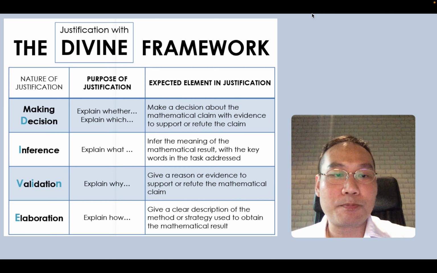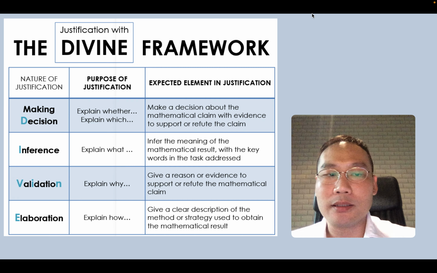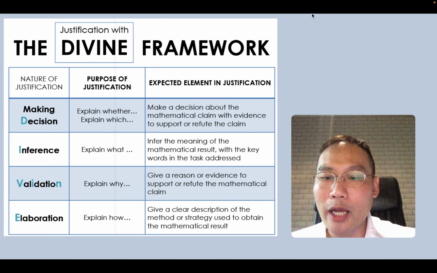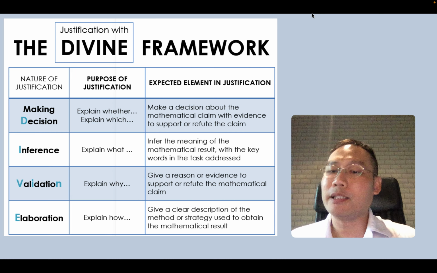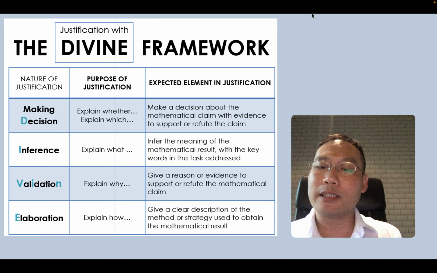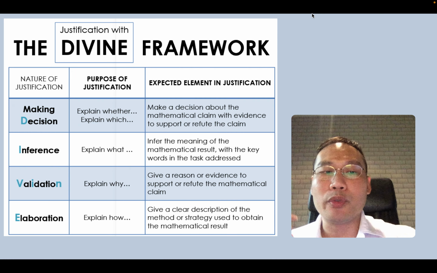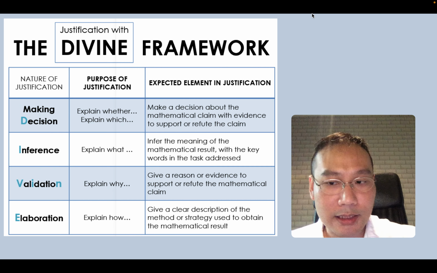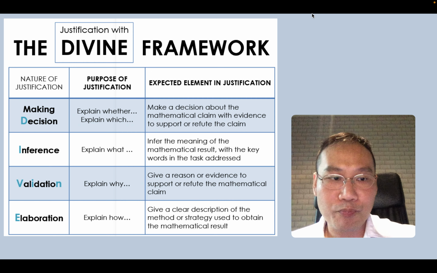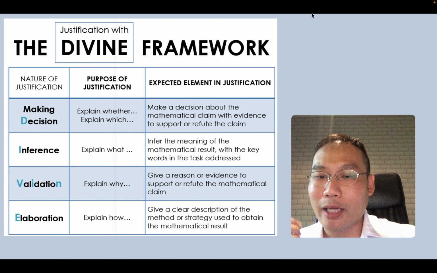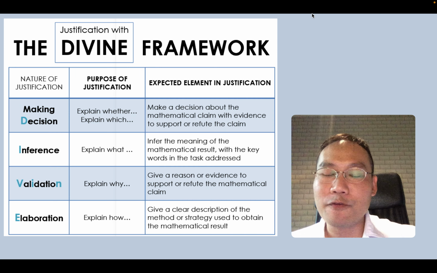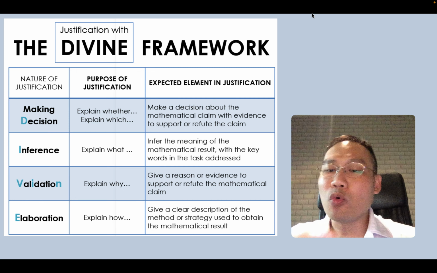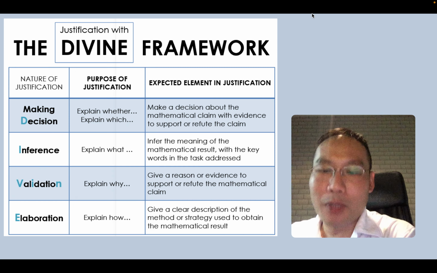So when we explain, there are, again, different types of explaining. As you can see, they are explaining why we make certain decisions. Based on our mathematical model, we explain why we make certain decisions given the scenario. So we explain whether it is this or that, explain which one is greater or lesser or faster or slower, etc. We also like to explain through inference. Explain what it means. If I get this result, what does it mean? What does it imply?